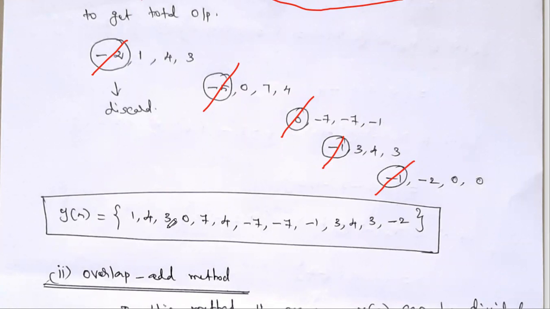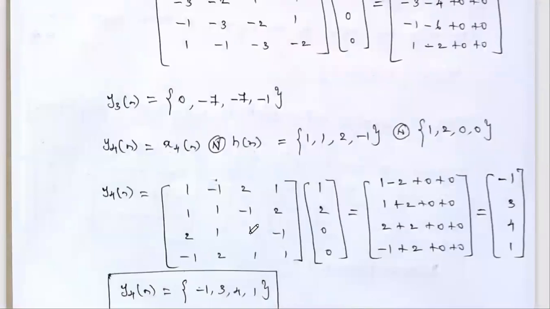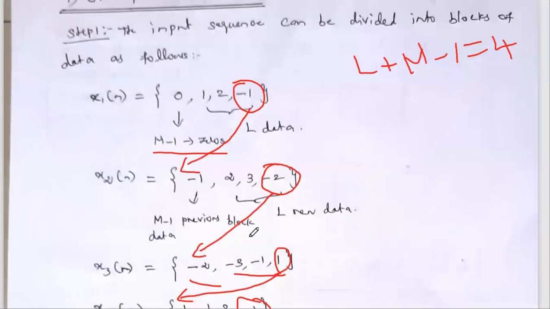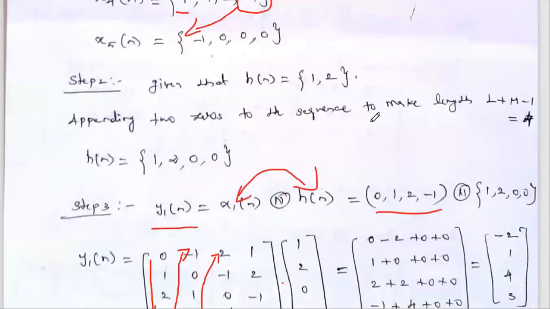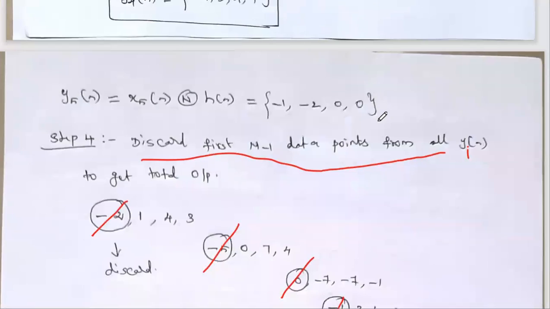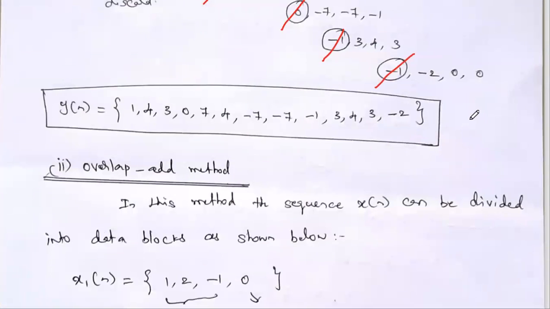You check that this y of n result is the same as the result we obtained in the direct linear convolution method. Using the tabulation method we performed the linear convolution; you see the result, and you check this y of n is the same as the result obtained from the overlap save method. Okay, we got the same result.